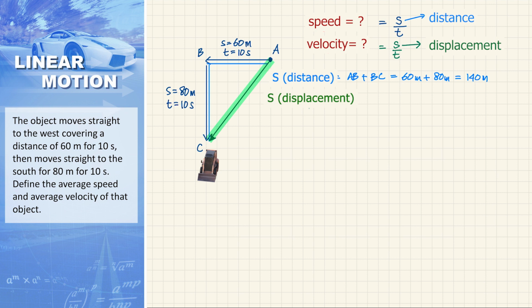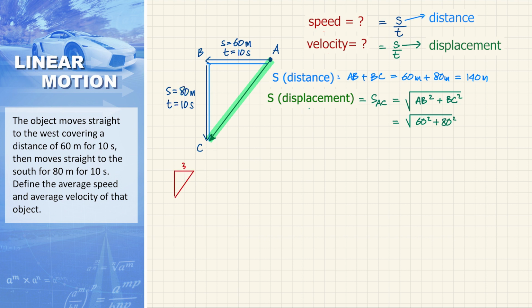Now we can calculate the displacement, or s, using the Pythagorean theorem. s equals the square root of AB squared plus BC squared. For AB, we have 60 meters, and for BC we replace it with 80 meters.